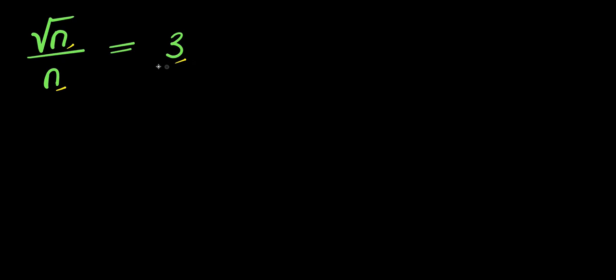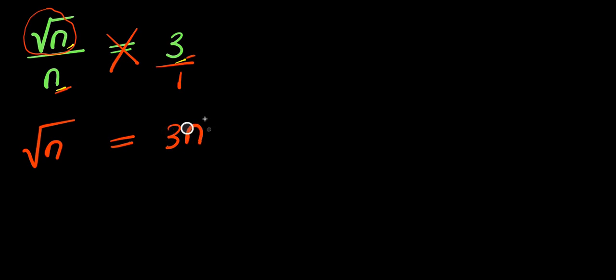So, this will be divided by 1. I cross multiply, meaning the square root of n here will multiply 1. So, I have square root of n. And this equals the n here will multiply the 3. I have 3 times n.